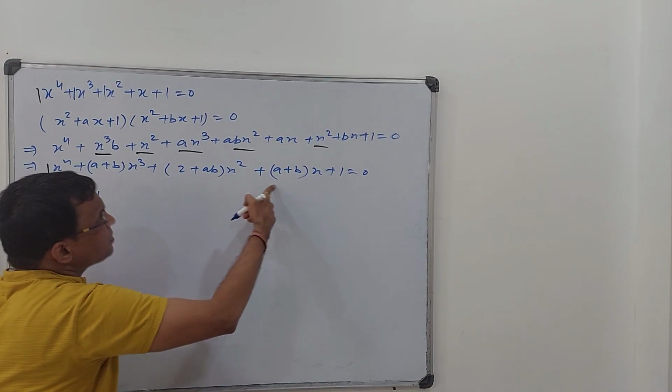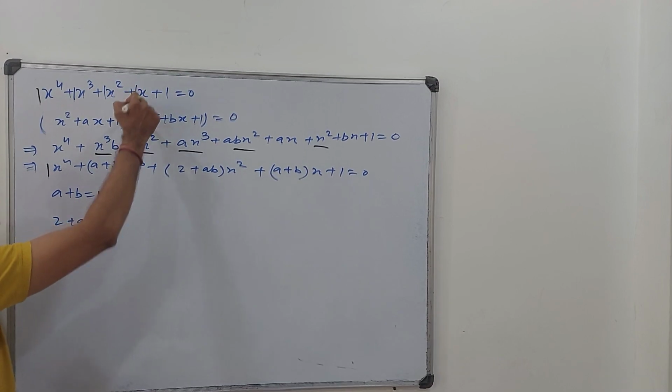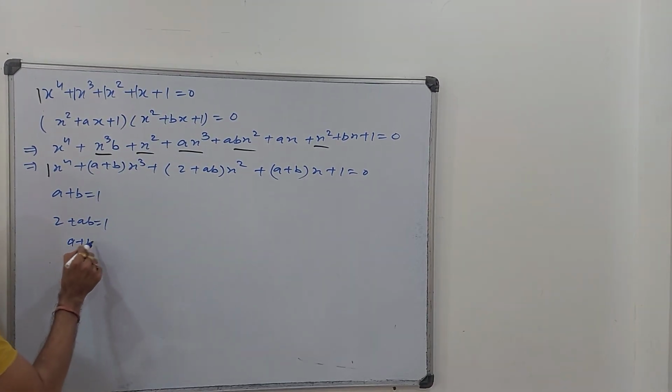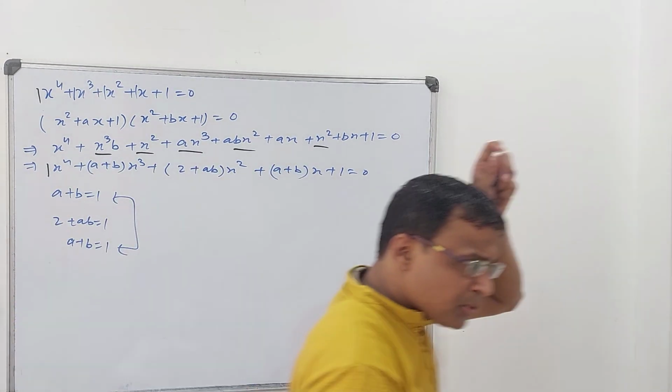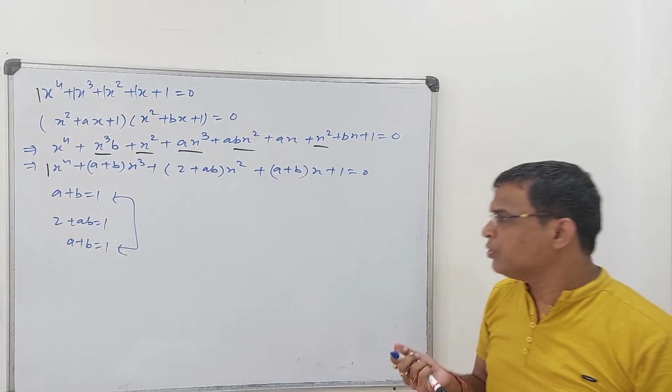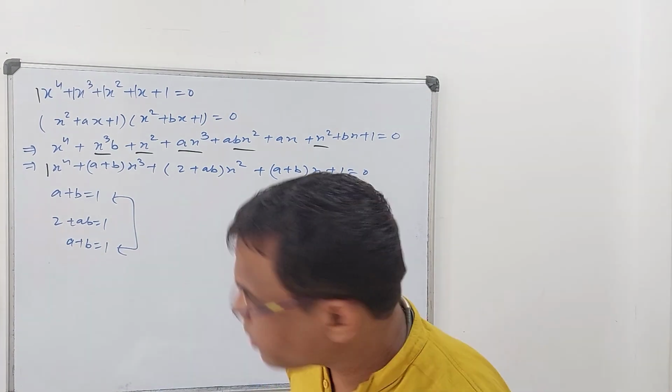Then coefficient of x is a plus b. Coefficient of x is 1. So it is a plus b is equal to 1. But it is of no use because we already got the same relation. So it is of no use. So we are interested in these two.